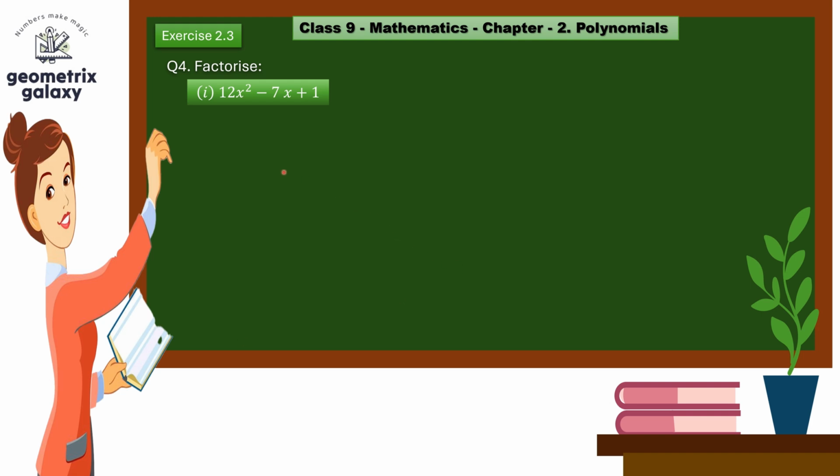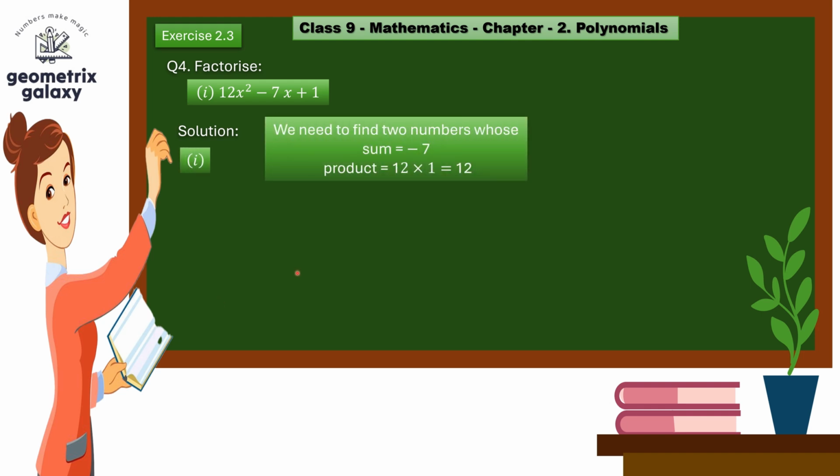A quadratic polynomial can be factorized either by splitting the middle term or by using an appropriate identity. Now we need to find two numbers whose sum is minus 7 and the product is equal to 12. That is, we multiply the coefficient of x squared with the constant term. Therefore, I have written 12 into 1, which is equal to 12. The coefficient of the middle term should be the sum of those two numbers.